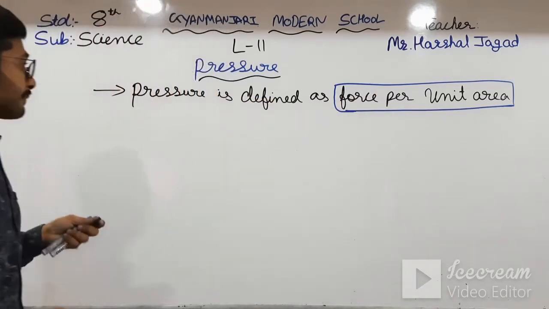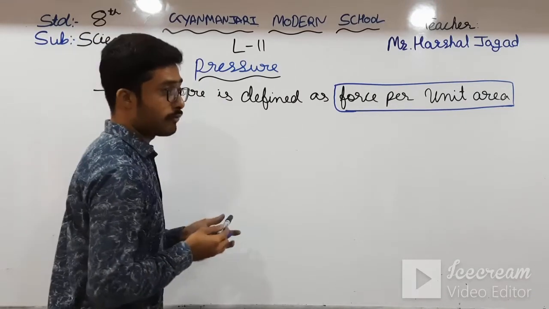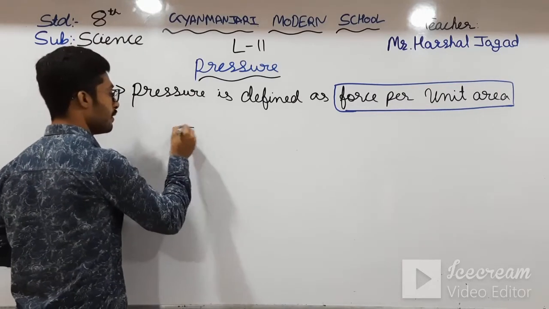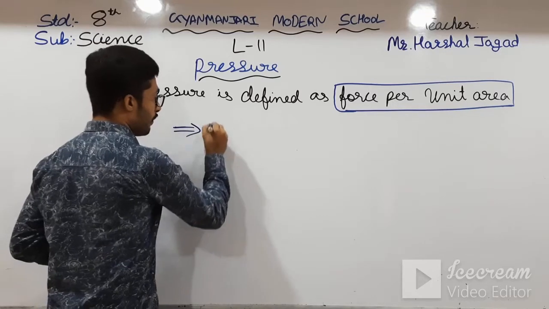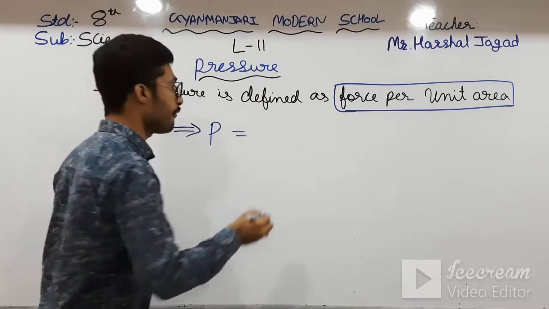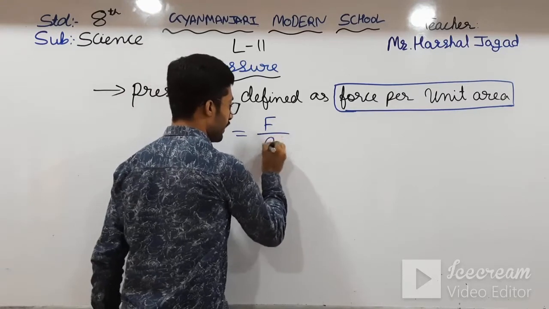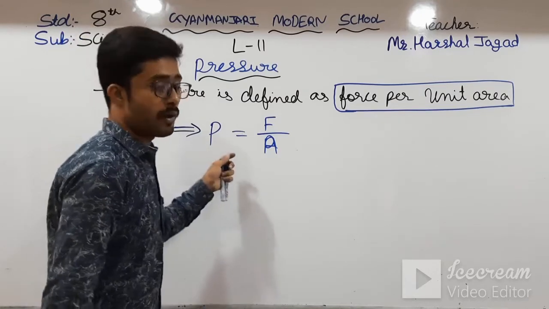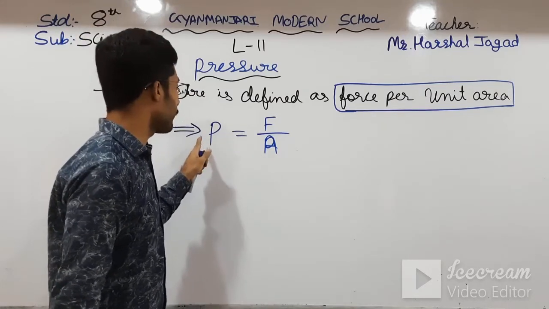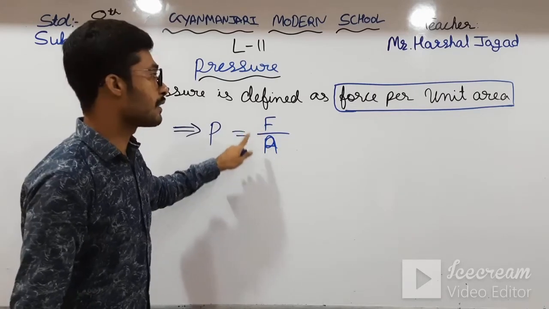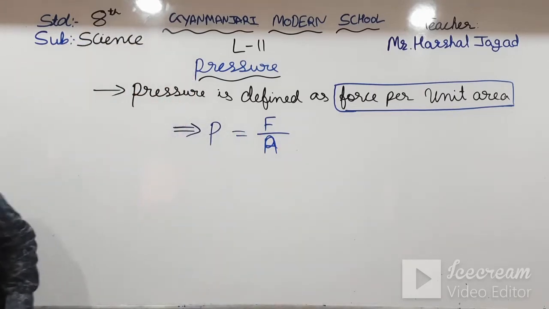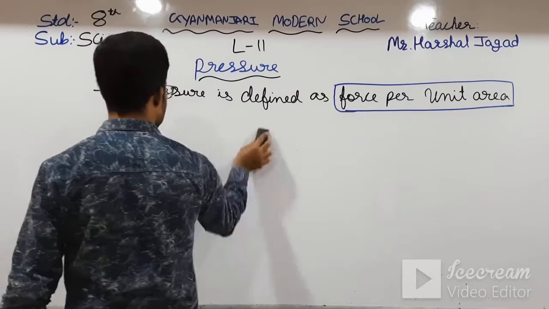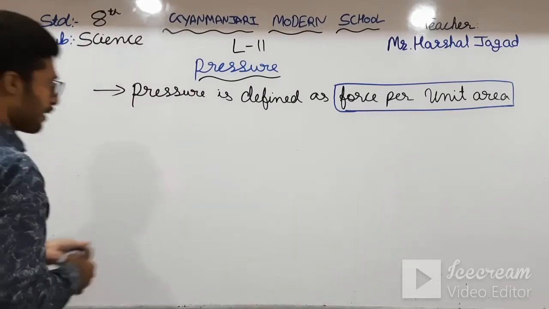Okay students, and then there was a formula for P. P is equal to F upon A, sorry, capital A. So this was the formula of force upon area, means pressure is equal to force upon area, that is force per unit area. We have also seen an activity on how pressure can be felt. Let us discuss that also.